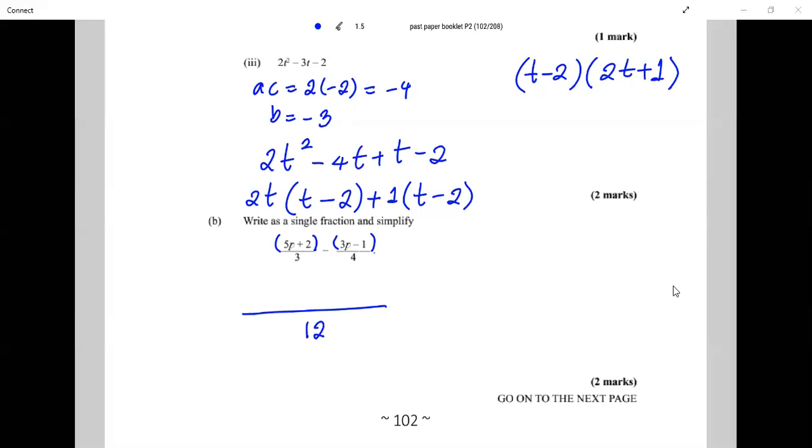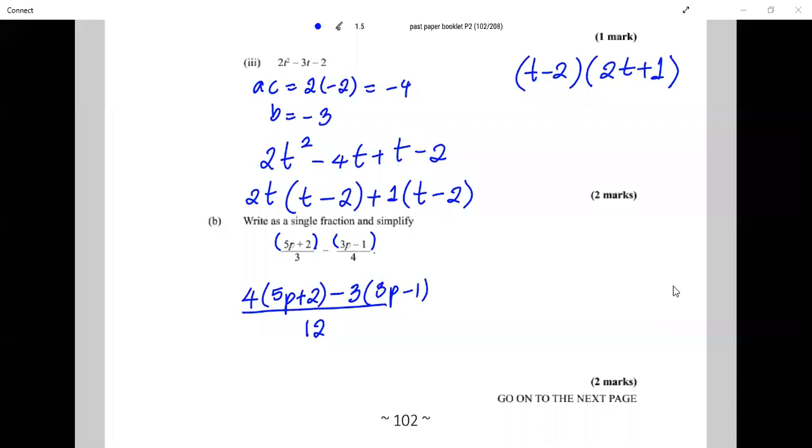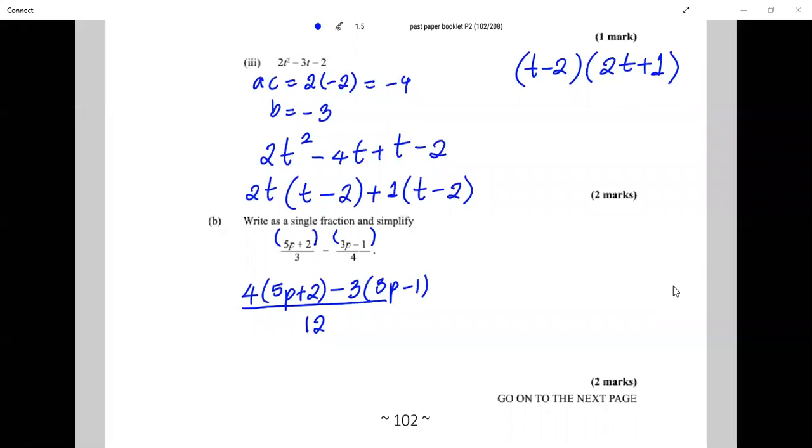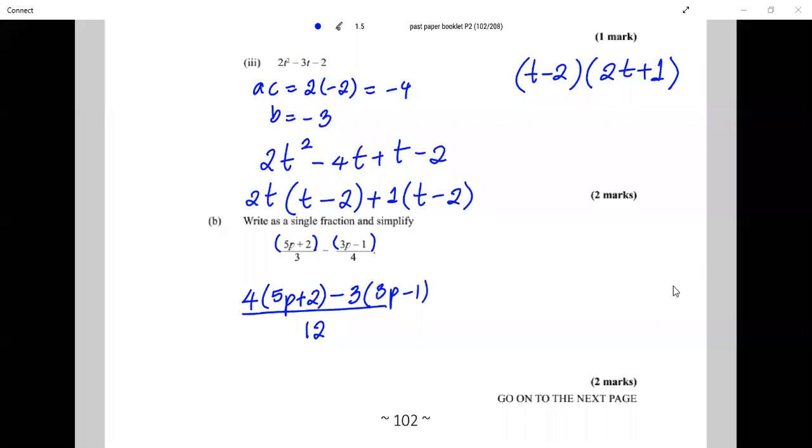3 into 12 is 4. So it's 4 times the numerator, which is 5p plus 2. Minus 4 into 12 is 3. It's 3 times the numerator, which is 3p minus 1. Next, we're asked to simplify. So next, I'm going to remove the bracket by applying distributive law for the numerator.